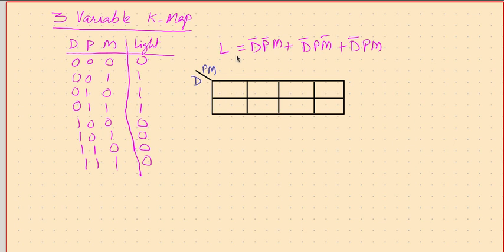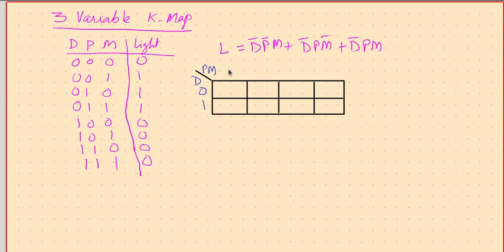Okay, fine. Now as far as the D variable is concerned, it can have two possibilities. D can be 0, D can be 1. That is not a problem. But what should we do with the other two variables? So the other two variables P and M together will have four combinations. These four combinations I should place such that the Boolean rule can be easily applied.